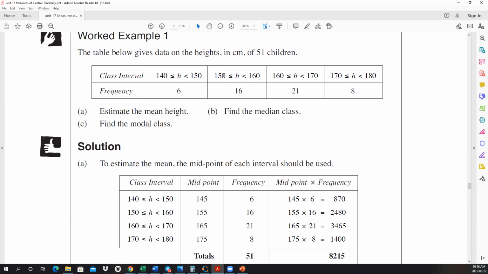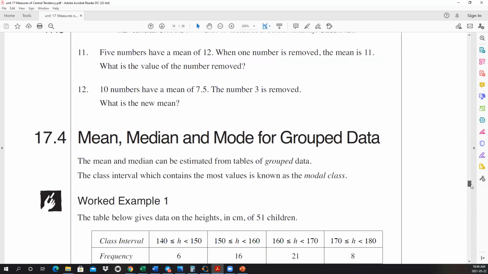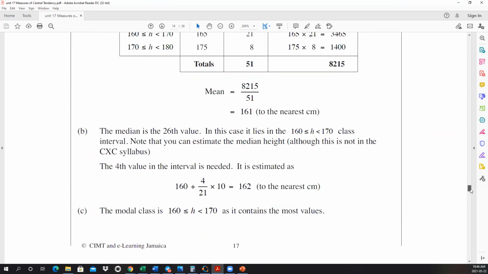Did they specify to the nearest centimeter? Nope, but the solution just said to the nearest centimeter, which is fine. All right, so the median is the 26th value. In this case, it lies in the 160 to 170 class interval. Note that you can estimate the median height, although this is not in the CXC syllabus, right?